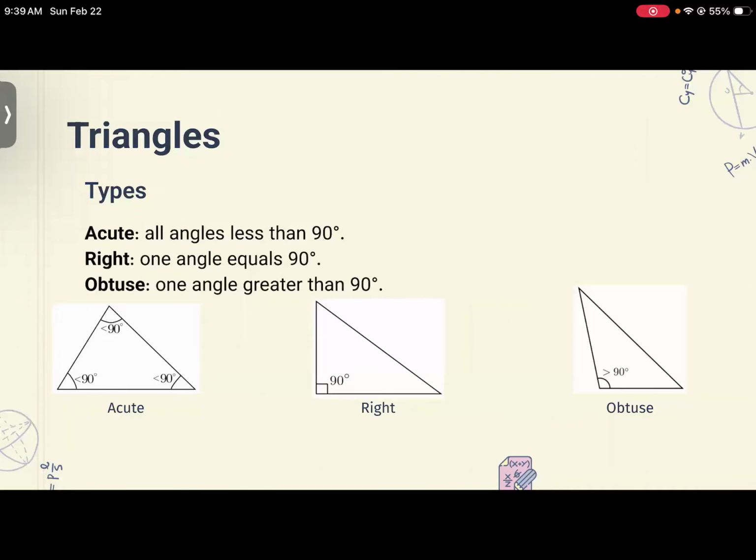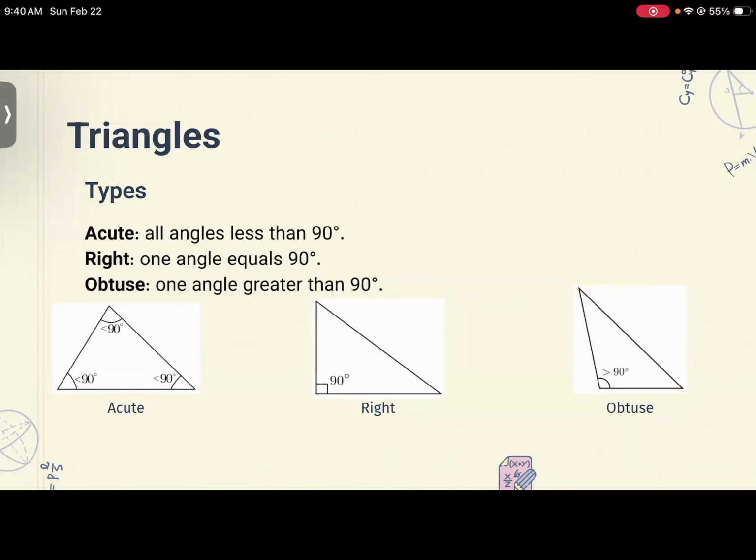Okay, and then you might remember this from the angles unit, but this is essentially the same thing, now applied to triangles. For acute triangles, all angles have to be less than 90 degrees. One example of an acute triangle could be an equilateral triangle, where all angles are 60 degrees. For a right triangle, one angle has to equal 90 degrees, and for an obtuse triangle, there has to be one angle that is greater than 90 degrees.